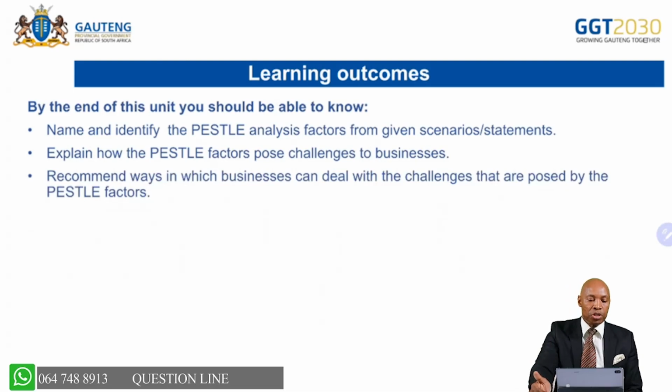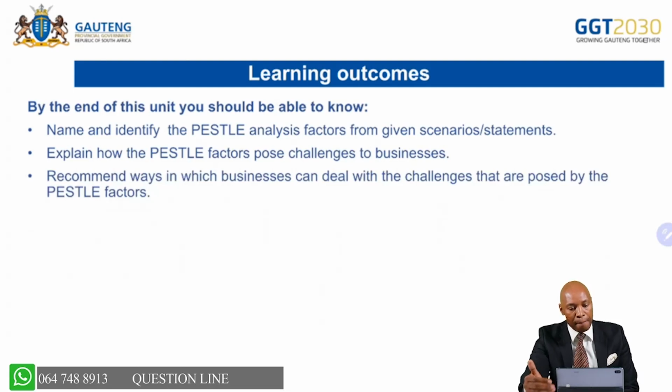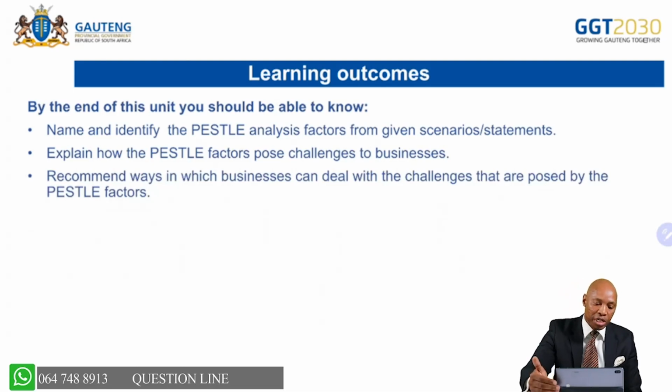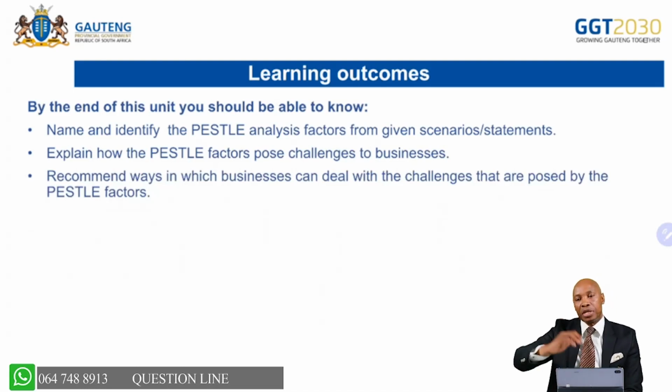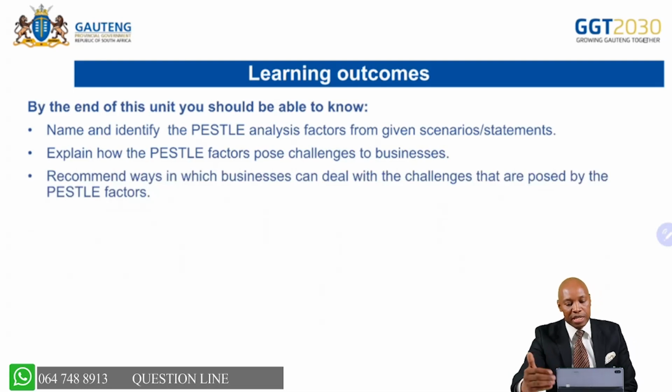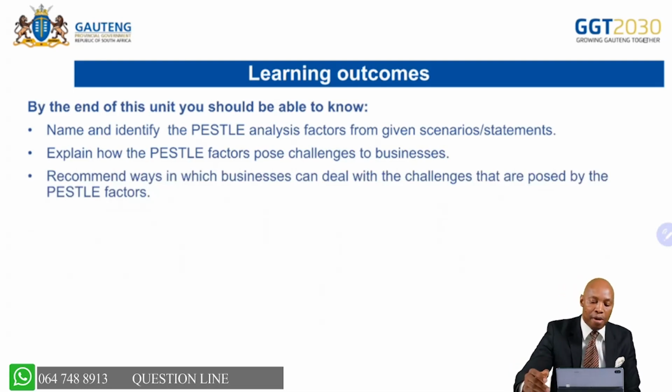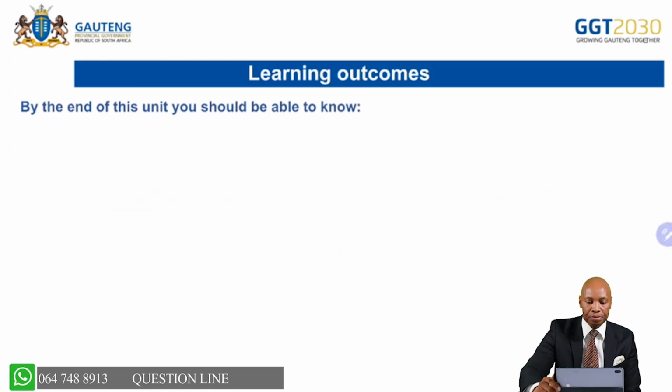Furthermore, you must be able to recommend ways in which business can deal with the challenges that are posed by personal factors. Remember, with bullet 2, I said you explain the personal factors, how they pose a challenge to a business. Then you need to recommend now ways in which business can deal with those challenges. You don't just leave challenges there. You recommend ways in which business can deal with the challenges posed by personal factors. Then let's take other objectives.